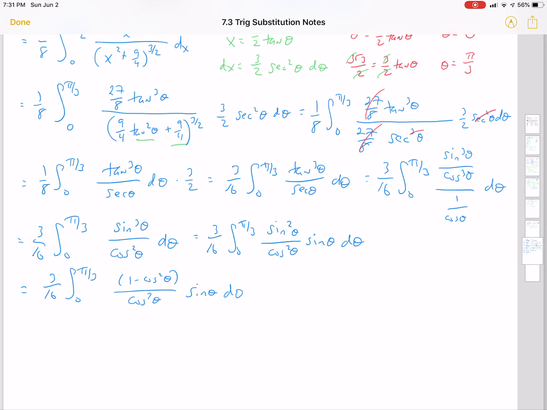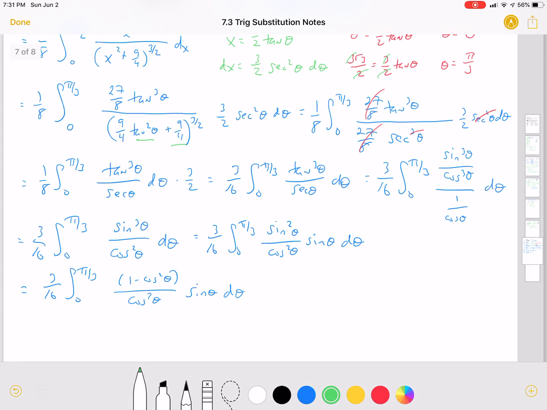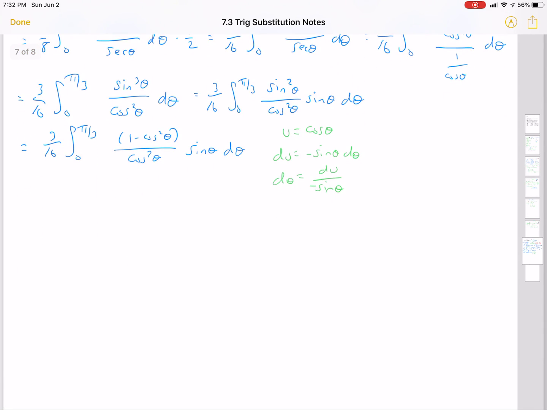sine theta d theta. So the reason that that's going to be helpful is because now I can do a standard U substitution. Okay, I'm going to let U equal cosine of theta. And I'll show you why in a second here. So that makes du negative sine theta d theta. So d theta equals du over negative sine theta. So now let's show why this is actually useful.